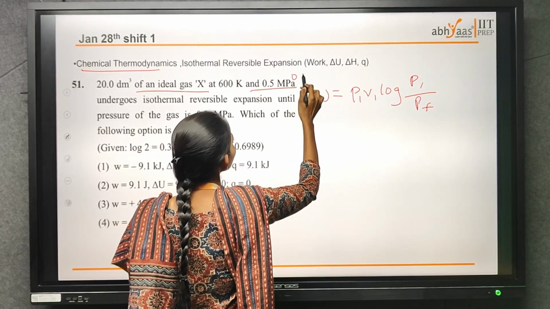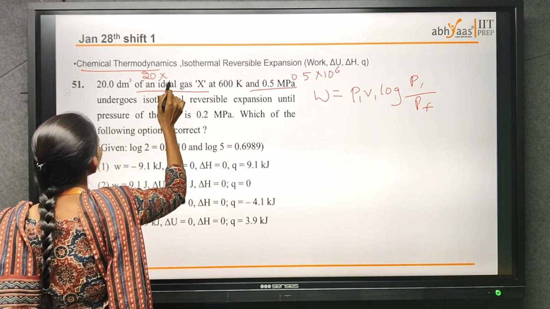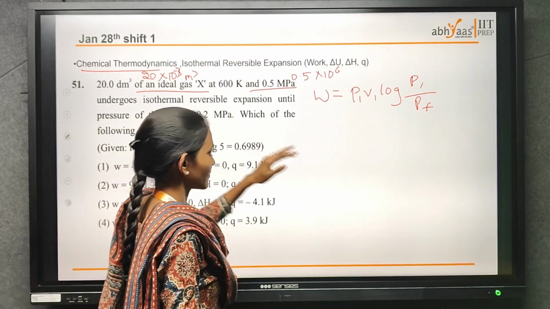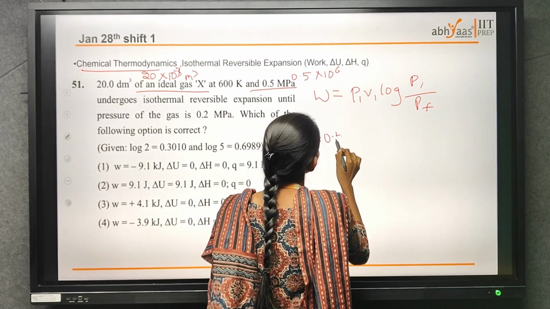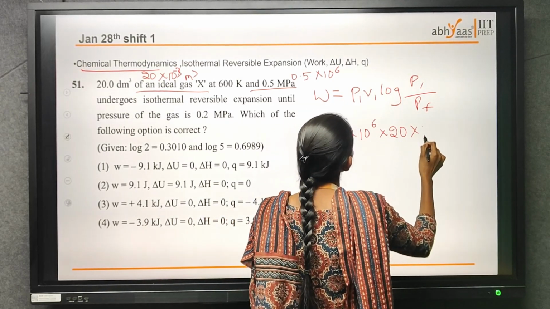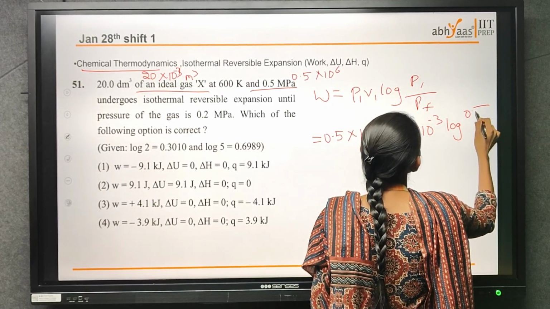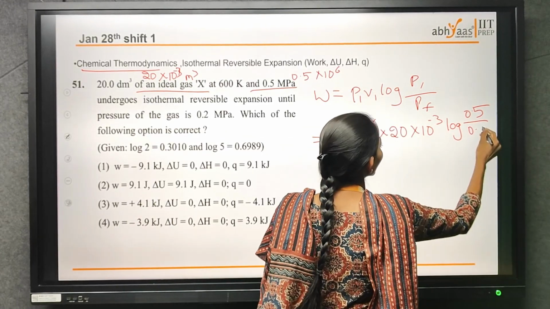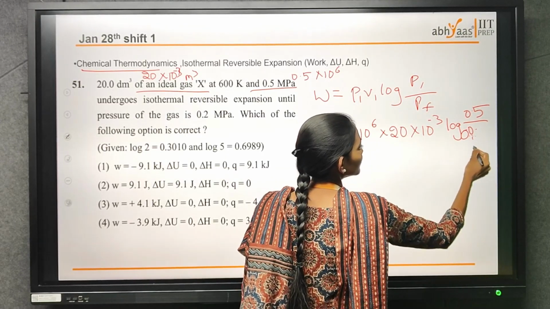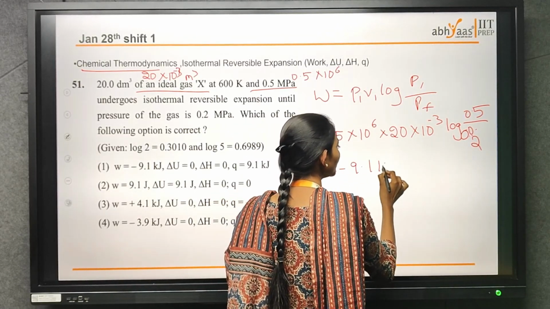So we need to convert 0.5 into 10 to the power of 6 and 20 into 10 to the power of minus 3, right? If you substitute these values here, you are getting 0.5 into 10 to the power of 6 into 20 into 10 to the power of minus 3 log of 0.5 by 0.2. Upon doing the calculation, you are getting minus 9.1 kilojoules.